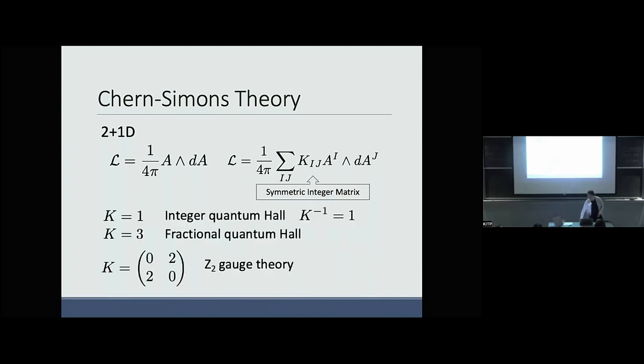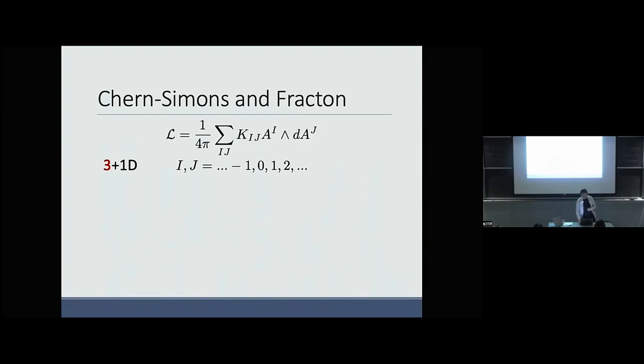For example, if K is equal to 1, there's not much, right? The inverse is also equal to 1, which is saying that the excitations are just electrons. If K is equal to 3, then the inverse is 1/3, so the excitations are 1/3 of an electron. But if it's a matrix of 0, 2, 2, 0, then the determinant is -4, but it's 4 in magnitude, corresponding to a 4-fold degeneracy on the torus. And the 1/2 in the inverse of the matrix gives us the mutual braiding statistics of a Z2 charge and a Z2 flux. All right, so that's very well known in 2+1D.